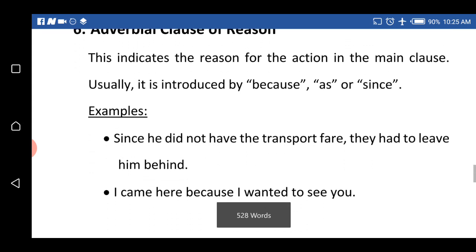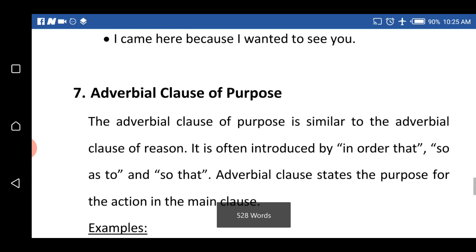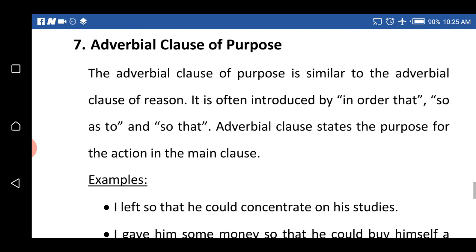Number 7 is adverbial clause of purpose. The adverbial clause of purpose is similar to the adverbial clause of reason. It is often introduced by in order that, so as to, and so that. Adverbial clause states the purpose for the action in the main clause.